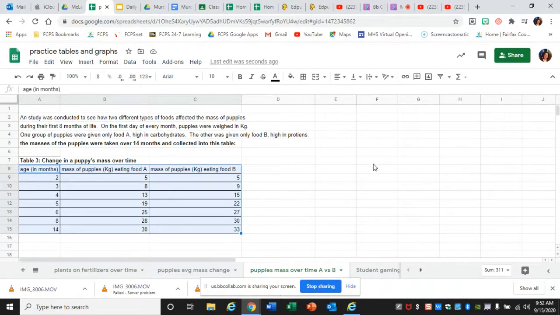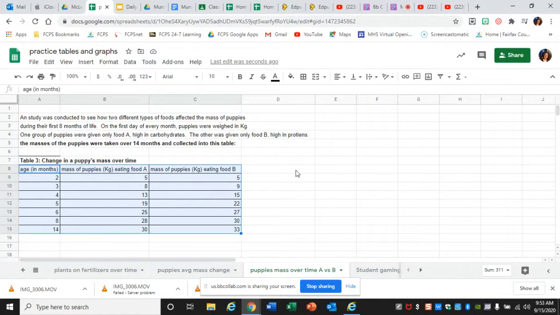So this is just a sample experiment that's a lot like the one that you did in the last Ed Puzzle where I was talking about my puppy and how the puppy was gaining weight. This one's a little bit more complex. If we read it, it says, a study was conducted to see how 2 different types of foods affected the mass of puppies during their first 14 months of life. On the first day of every month, puppies were weighed in kilograms.